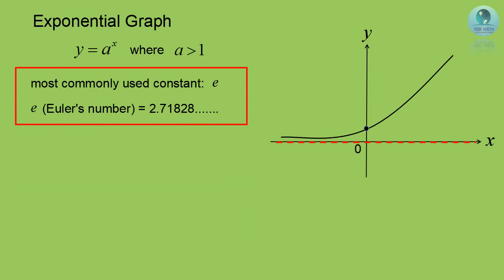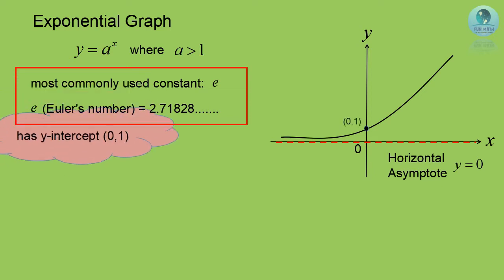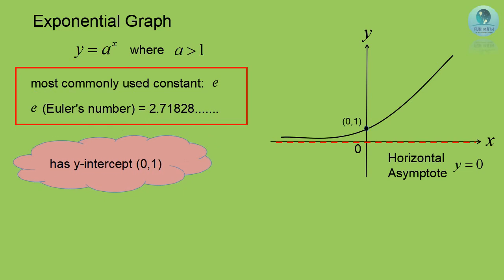Now let's focus on this graph. When x is approaching negative infinity, y will be approaching 0. When x is approaching positive infinity, y will also be approaching positive infinity. Therefore, this graph has a horizontal asymptote of y equals 0. Notice this graph has a y-intercept at point (0, 1).